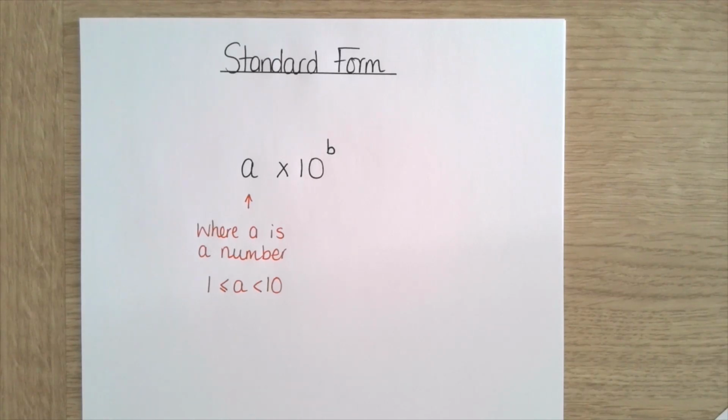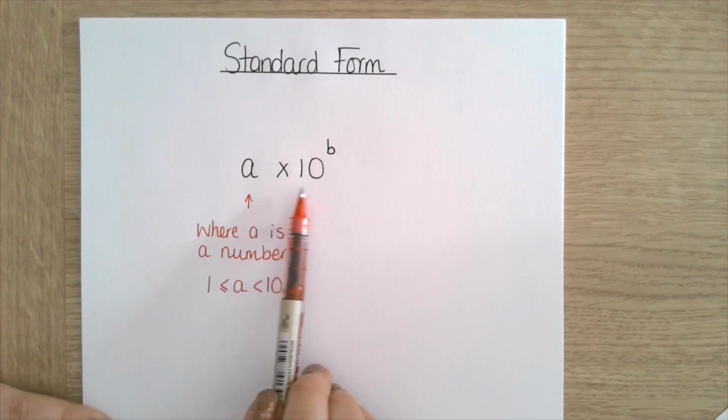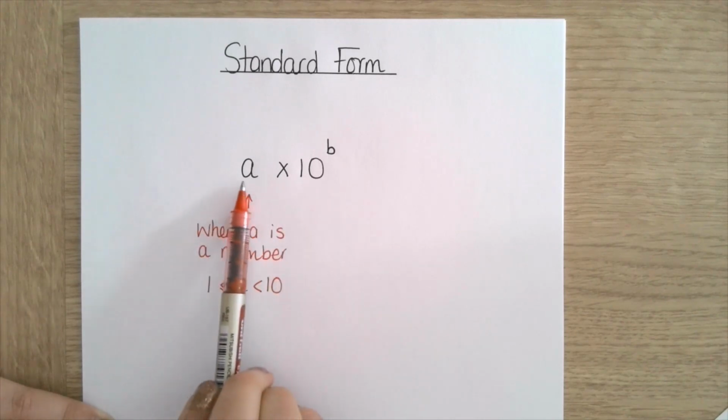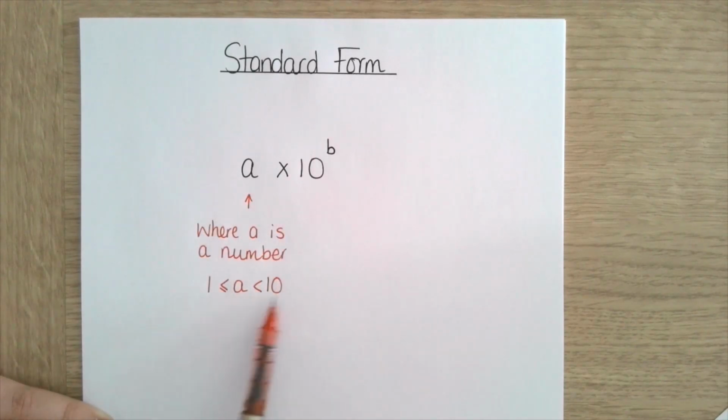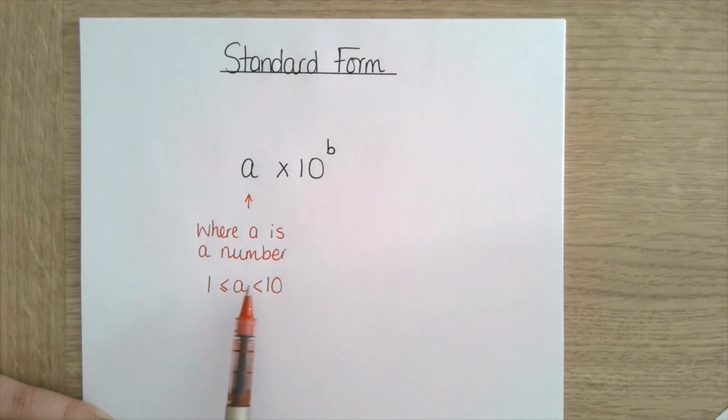So generally the format for standard form is a times 10 to the power of b, where a is a number between 1 and 10. So you can have the number 1 all the way up to 9.9 recurring. That's then multiplied by 10 to a power. Now that power can be any value, it can be positive and it can be negative.